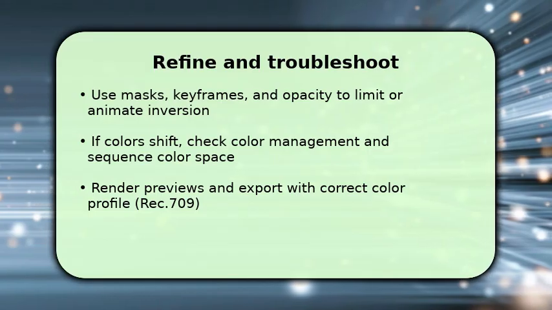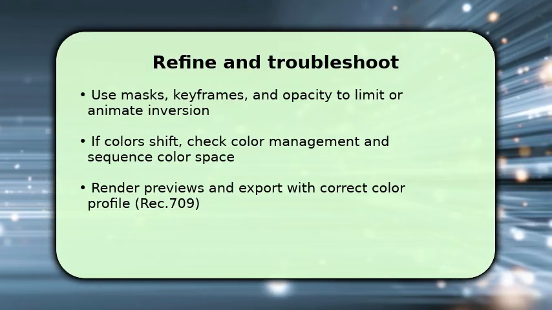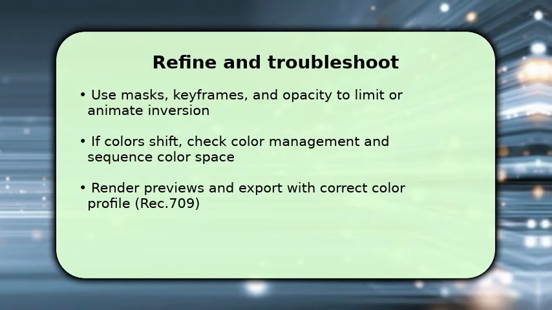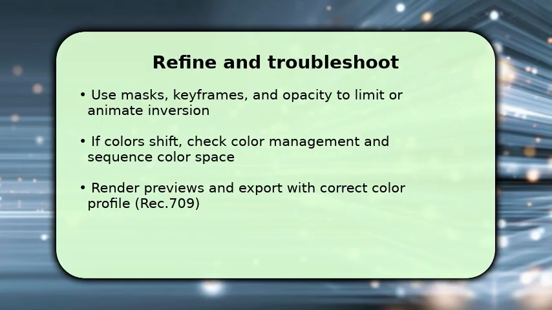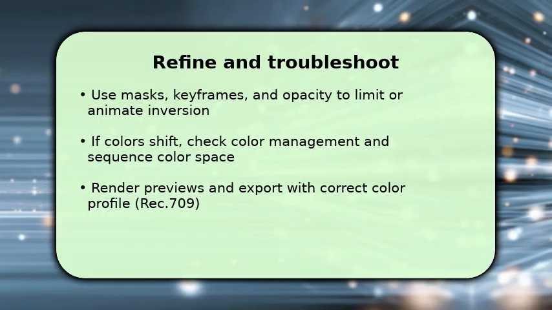Draw masks in Effect Controls to confine inversion and add keyframes to animate the effect if needed. Once satisfied, render the section to preview real-time playback. This reveals color shifts that previews can hide.